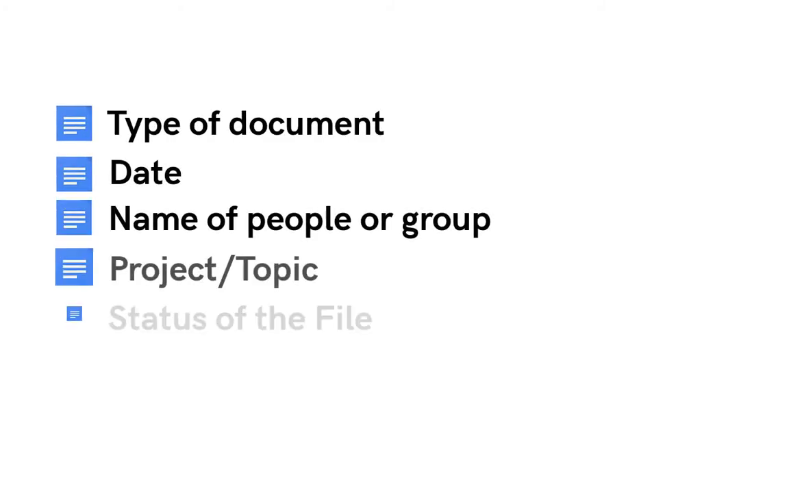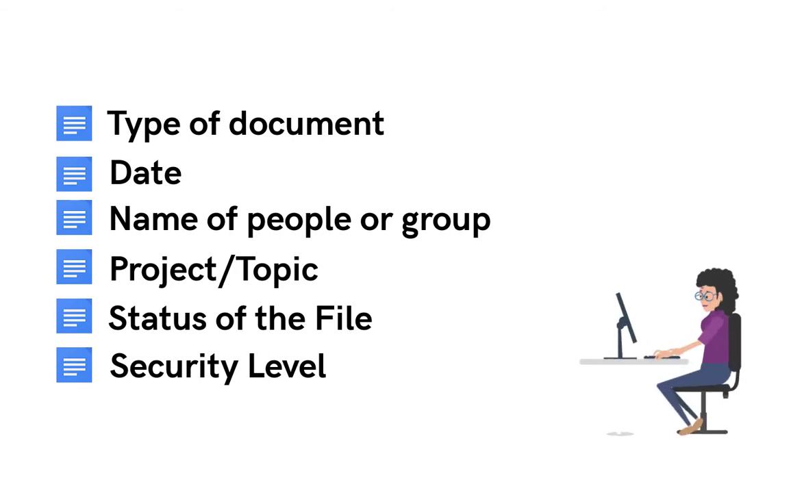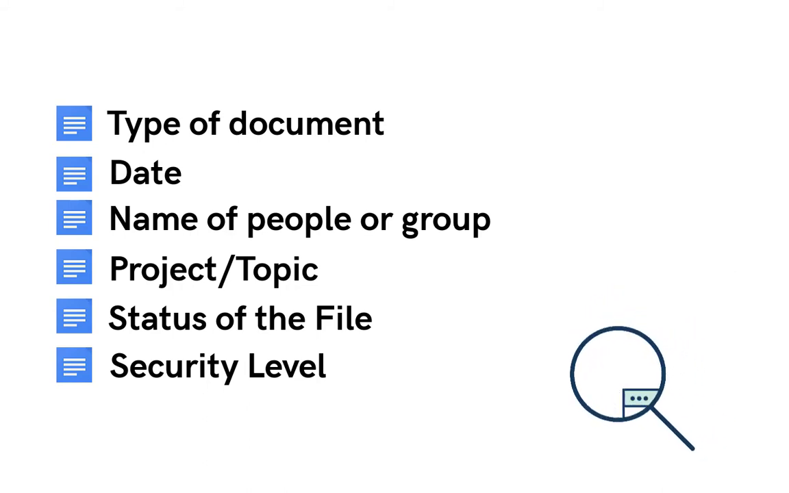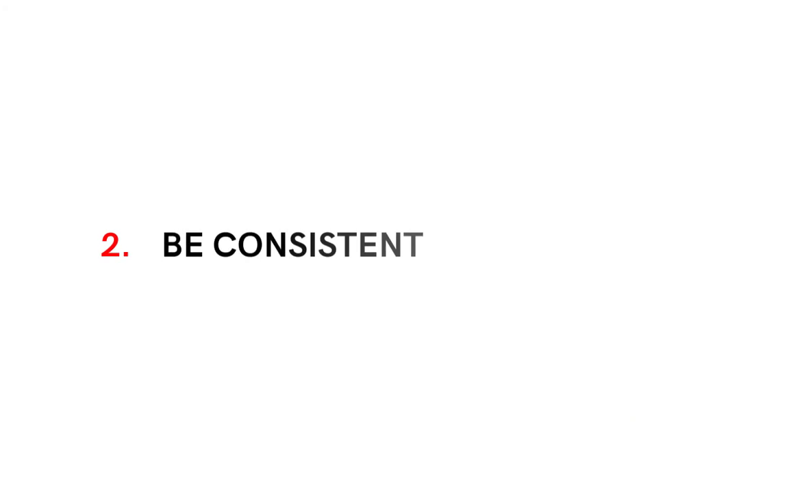Of course, you don't have to put everything we discussed, but you can create a convention that works best for you. This way, if you know some element of the file, you can search Drive for it and then easily find the file. This makes your search much more accurate and efficient, and you can save time by quickly finding what you're looking for. Second is be consistent.